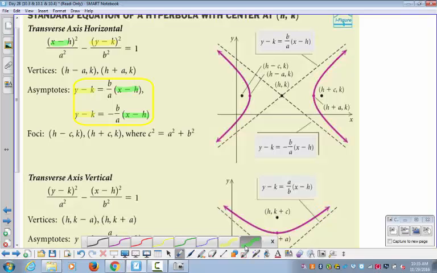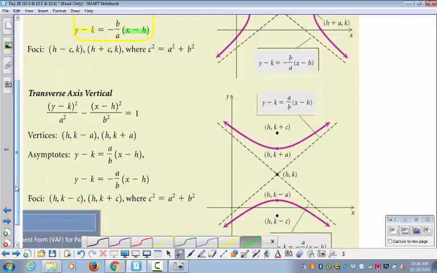And notice that the slope is always change in y over change in x. So we look under the y's to get the numerator, we look under the x's to get the denominator. Same down here, when we look at the slope for the asymptotes, we look under the y's, which is a now, that's the numerator, under the y's, that's rise, under the x's, that's run. It's always y over x.